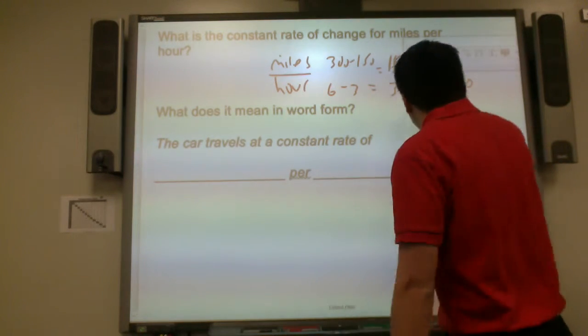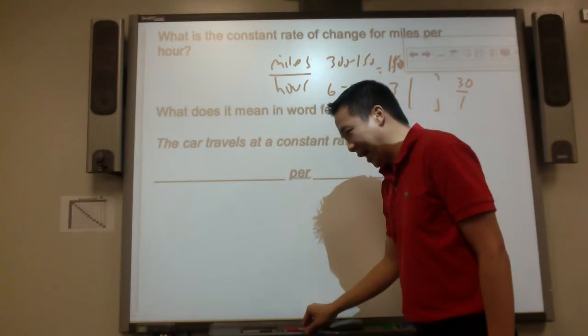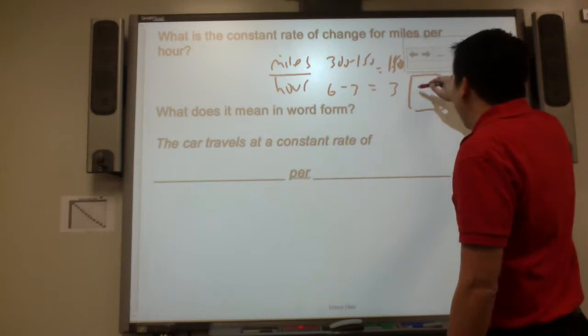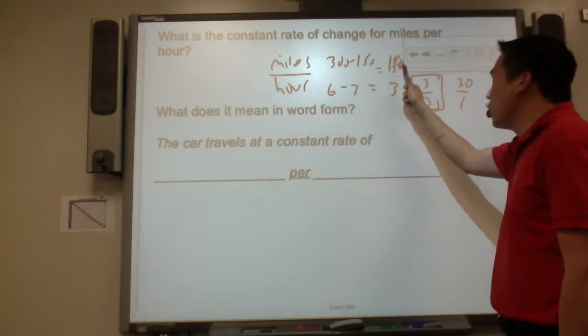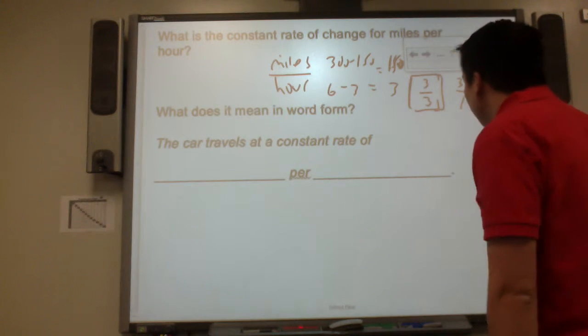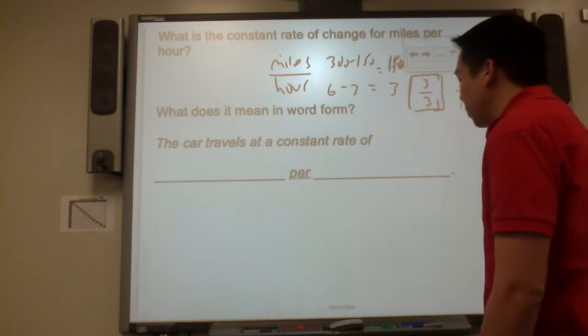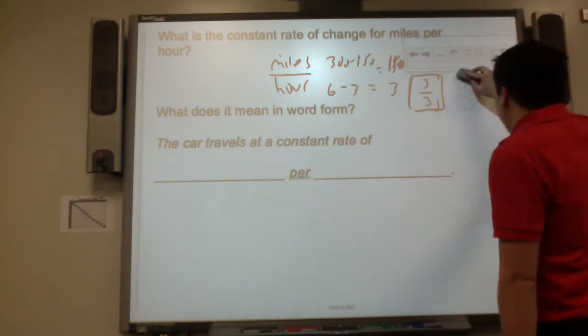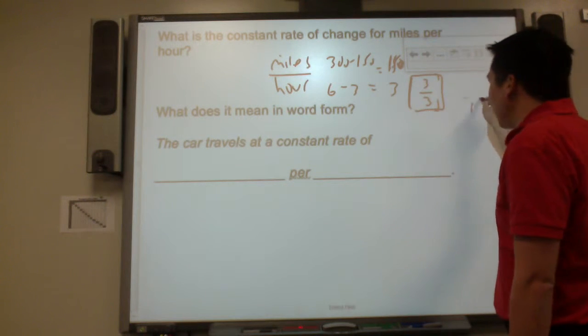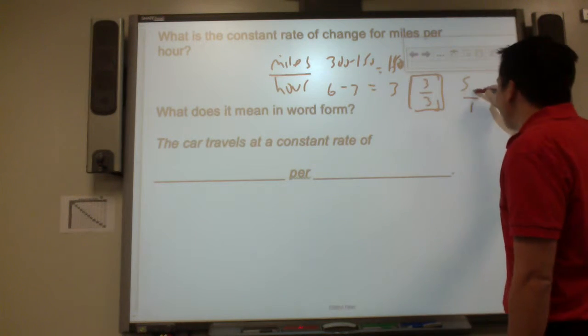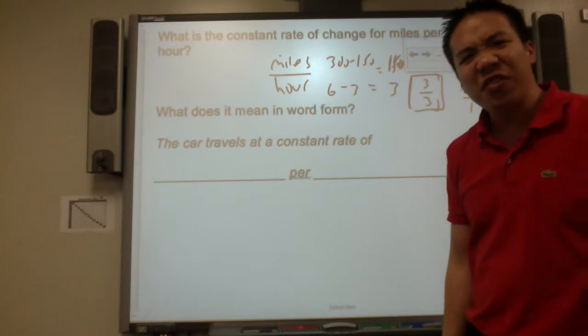I can simplify that by breaking it down by 3's, because 3 divided by 3 is 1. 150 divided by 3 is 50. So what does 50 over 1 mean?